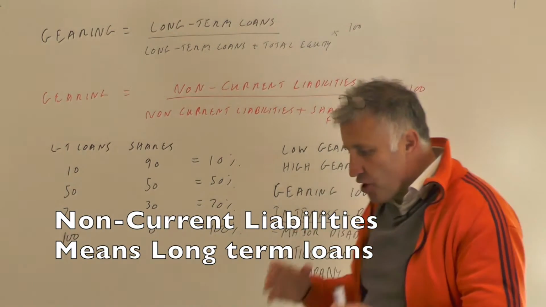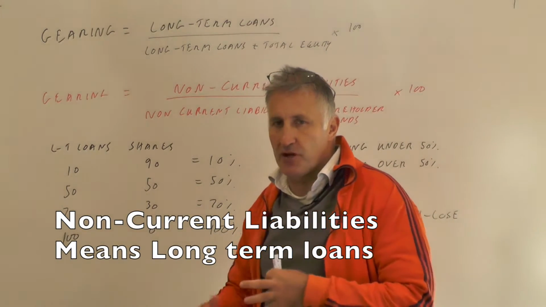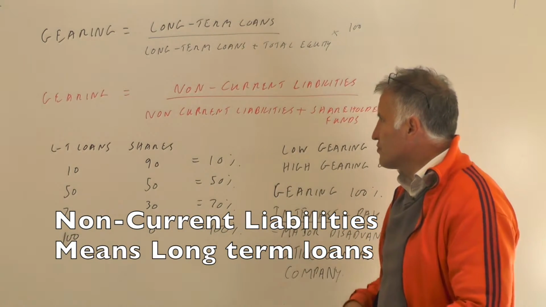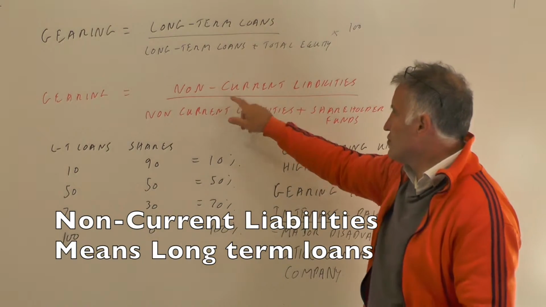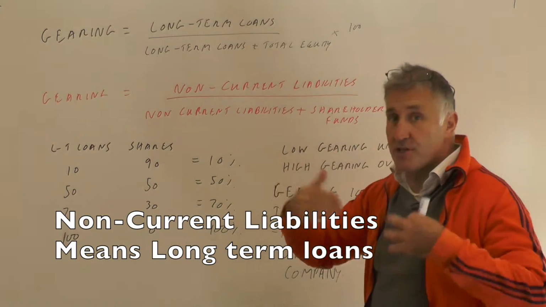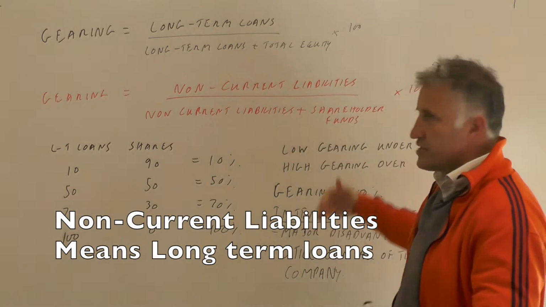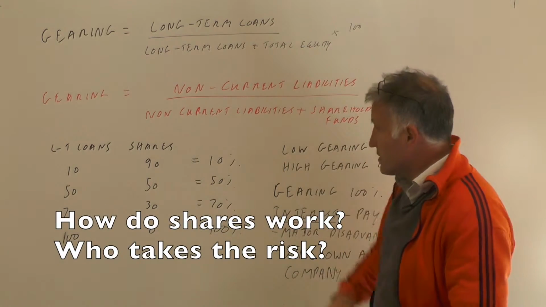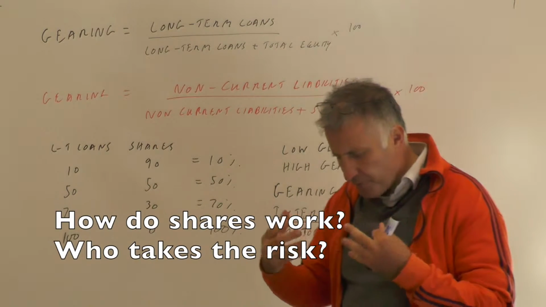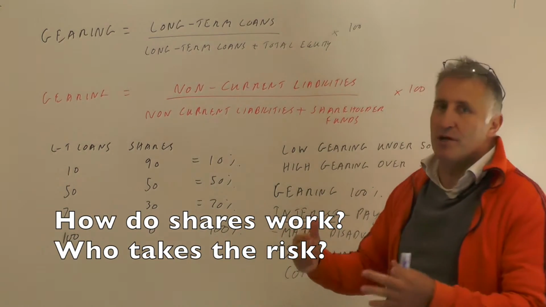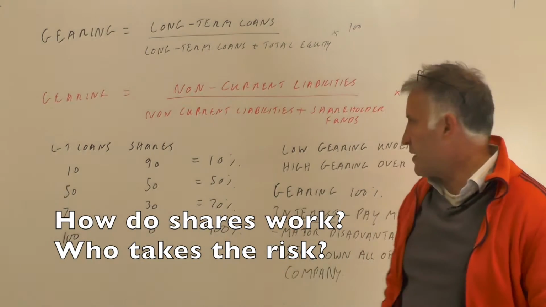So gearing shows us where you get your money from, and it comes out as a percentage at the end. It can be anything from 0 to 100%. Now, gearing is non-current liabilities. It can also be seen as non-current liabilities divided by non-current liabilities plus shareholder funds. Now, that means exactly the same as the one above it. But it's quite hard for students sometimes, I think, to imagine that non-current liabilities really means long-term loans. But that's what it does mean.